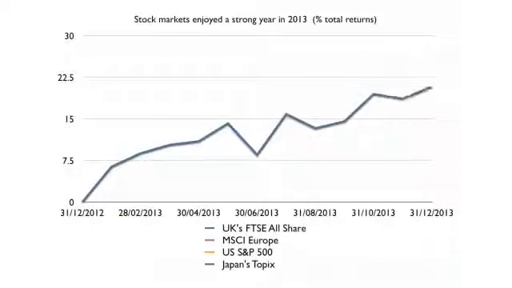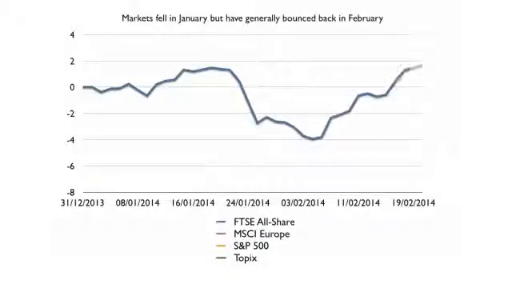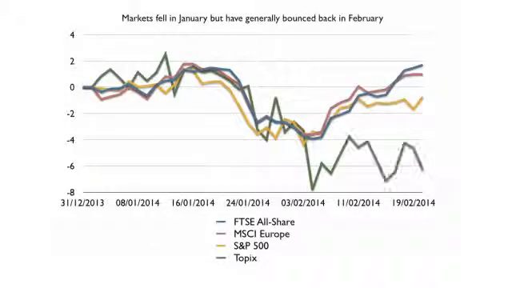At this time of year, many people think about where to invest their stocks and shares ISA. They wonder what state the stock market's in and ask themselves which areas are cheap and which are expensive. After a strong run in 2013, stock markets looked stretched at the start of this year. Markets bore this out when they fell in January, but then bounced back in February. Where does that leave the ISA investor? Are markets too high or about right?